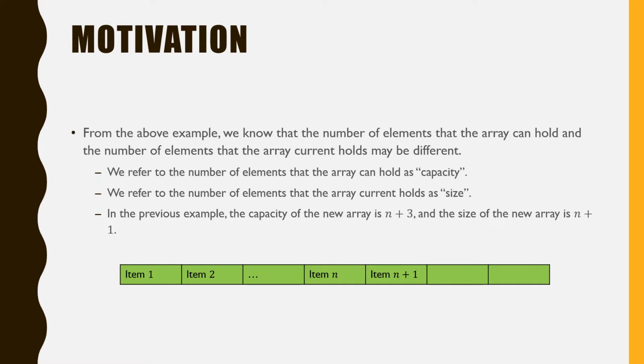In this case, we know that the number of data elements the array can hold may not equal the number of data elements the array is currently holding. Therefore, we will refer to the number of elements that the array can hold as capacity and the number of elements that the array is currently holding as size. Based on the definition, we know that the size of an array should always be smaller than or equal to its capacity. For example, in the array shown here, its capacity is n+3 and its size is n+1.